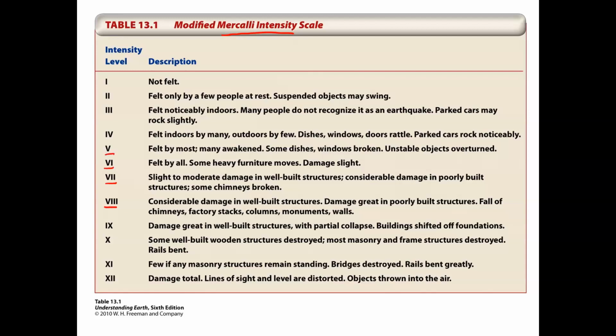Let's look at some examples of what the Mercalli intensity scale involves. The first level that anybody is capable of feeling is a 2. Suspended objects may swing slightly. You're not causing damage from this, and only a few people are going to notice it. At a 3, you might start to get some shaking of parked cars. Some people will feel it indoors, especially higher up in buildings, because the buildings will amplify that shaking a little bit.